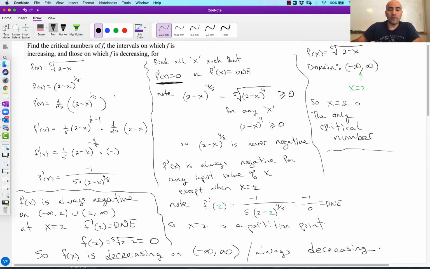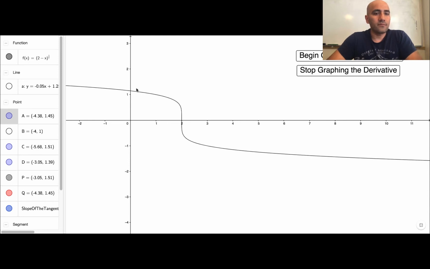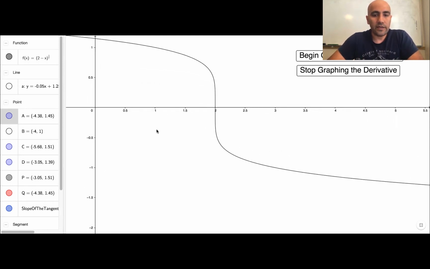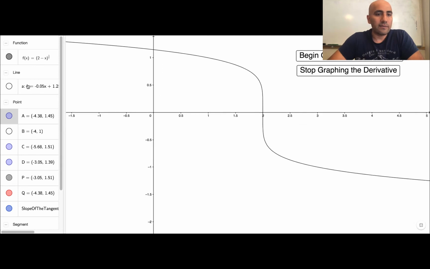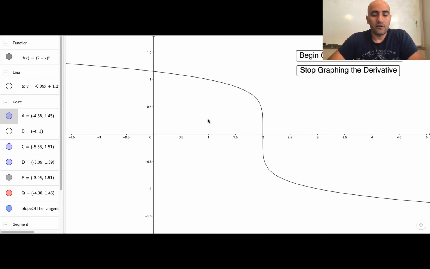Okay, let's take a look at a graph, see what it looks like. This is what the graph looks like using this little applet. I just typed it in: 2 minus x to the power of 1/5 looks like this. And then let's think about the slope of the tangent lines. Do you see how they're always going to be negative? Except here. At 2, we end up with a vertical tangent, and we know that the slope of a vertical line is undefined.